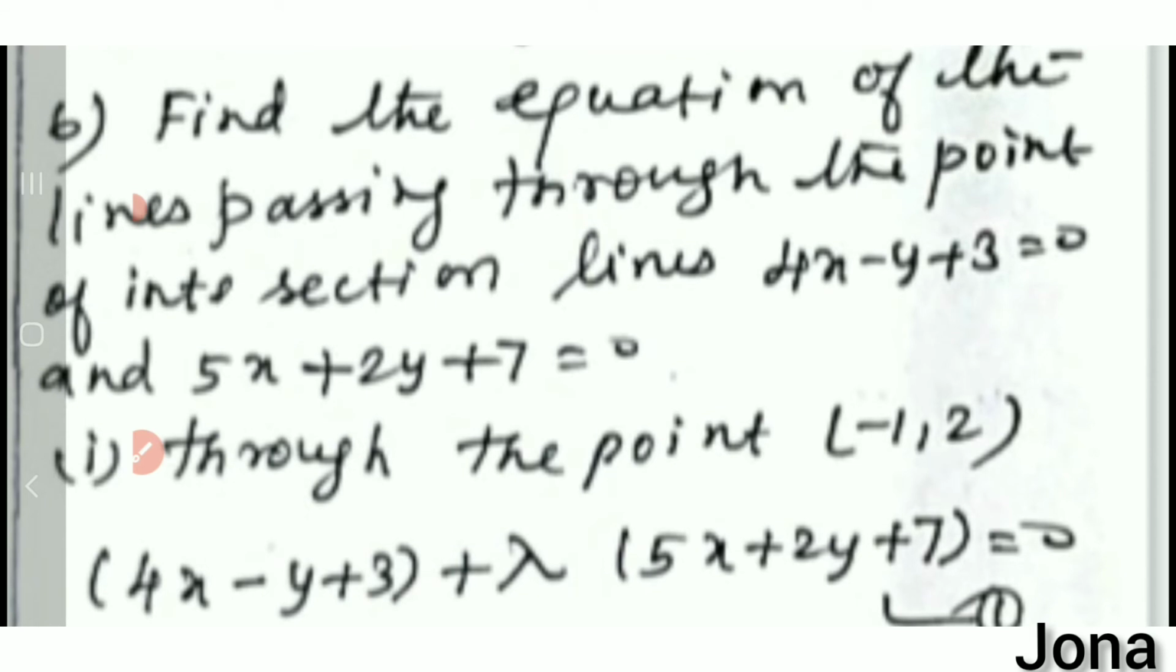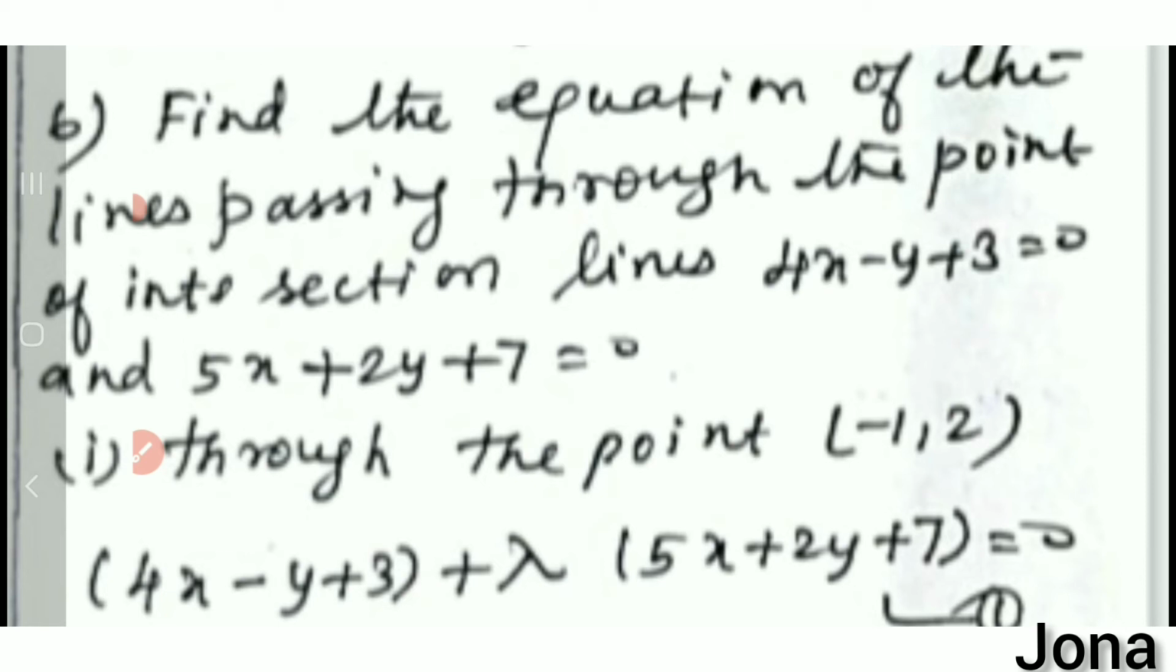Sixth problem. Find the equation of the line passing through the point of intersection of the lines 4x minus y plus 3 equal to 0 and 5x plus 2y plus 7 equal to 0. Here we want to find the equation passing through the point of intersection of the two given lines. Through the point minus 1 comma 2, which is given in the problem itself.